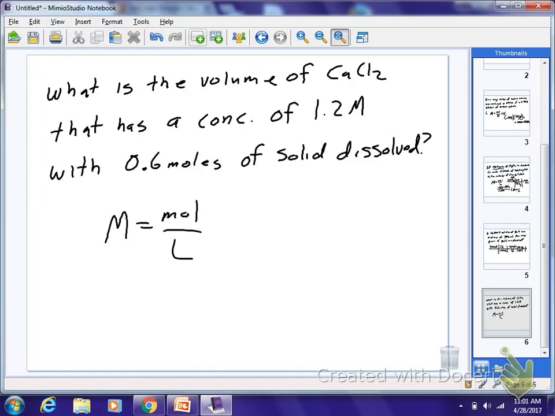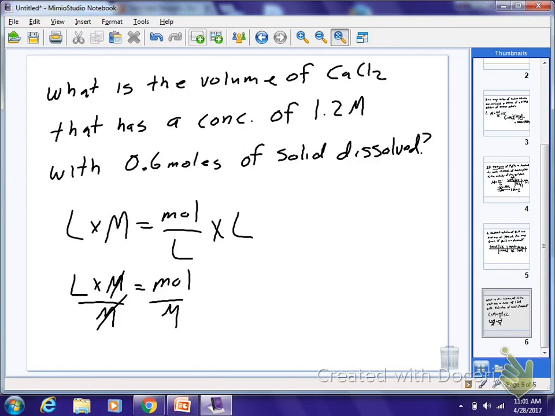So I'm going to show you an easy way to do this. Most of you would multiply both sides by liters. That gives me liters times molarity equals moles. Then you do one more step, and you divide both sides by molarity, and then liters equals moles over molarity. I'm going to show you how you can use this as a conversion ratio and simplify it.